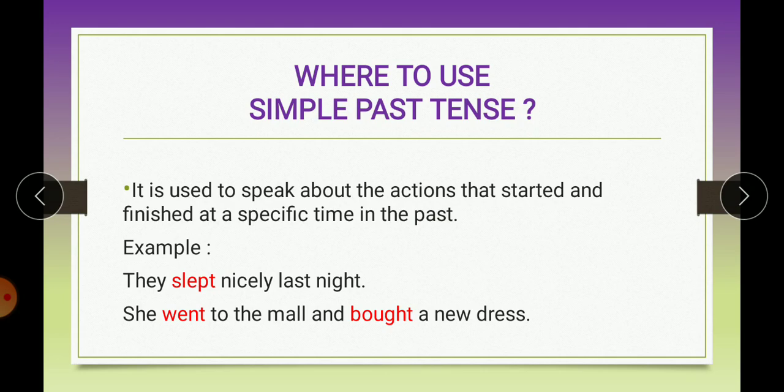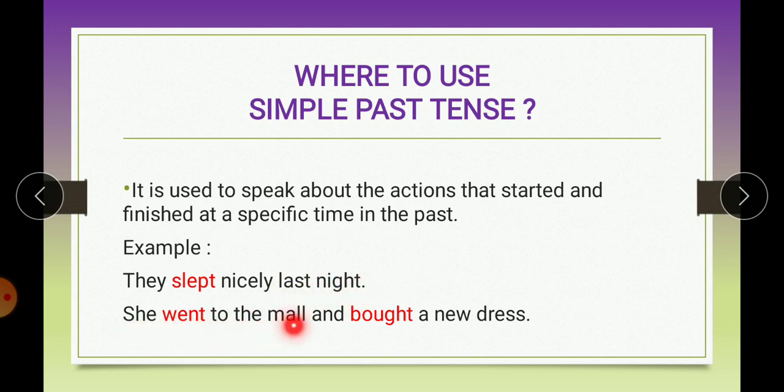That means जो action शुरू हुए and finish भी हो गए, ख़त्म भी हो गए in past. That is कभी पहले वो काम हो चुका है. They slept nicely last night. Now slept is simple past tense. Last night means ये काम पहले एक दिन पहले ही हो चुका है.